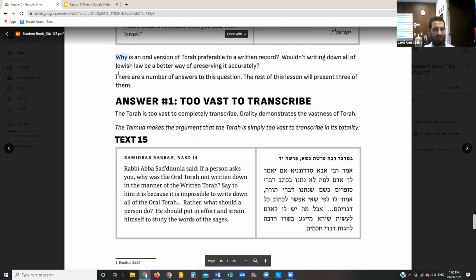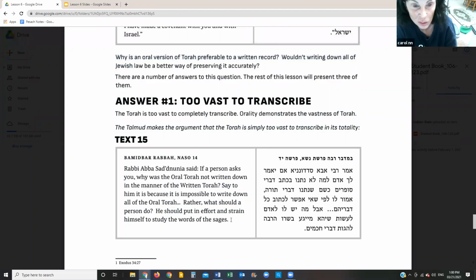And Caroline, if you'd like to read why, and then text number 15. Why is an oral version of Torah preferable to a written record? Wouldn't writing down all of the Jewish law be a better way of preserving it accurately? There are a number of answers to this question. The rest of this lesson will present 3 of them.